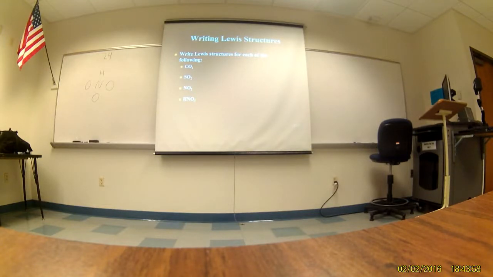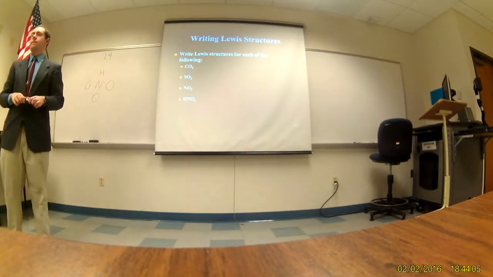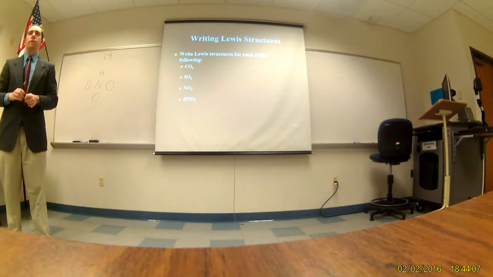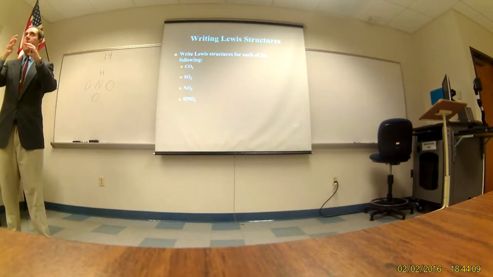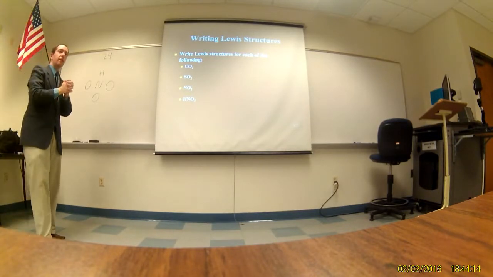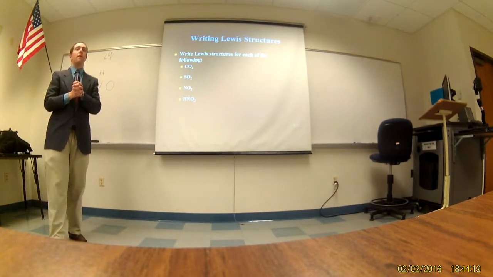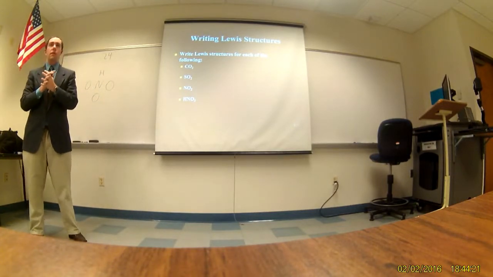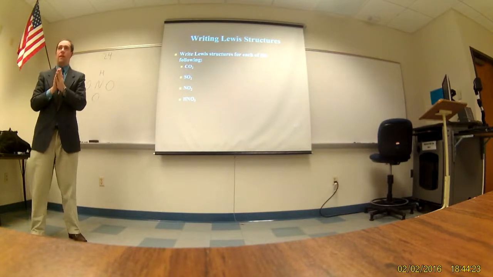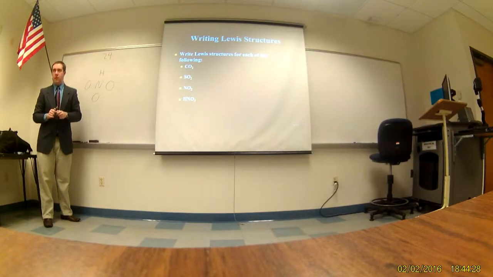The N should be in the middle. But how many electrons does nitrogen want? How many does it want in the end? 8. How many bonds does it like to form? 3. It wants to form 3. How many has it formed here? 4. So we've already started clearly wrong.